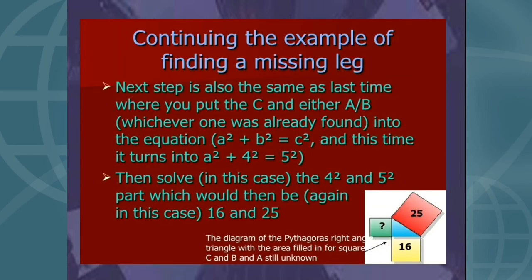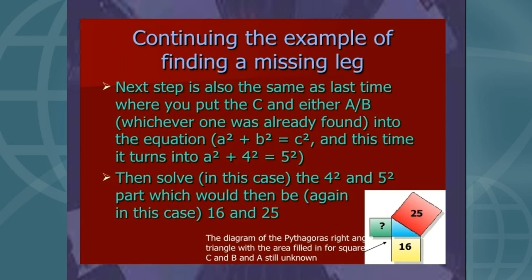So continuing the example of finding the missing leg, the next step is also the same as last time, where you put the C and either A or B, whichever one was already found, into the equation. A squared plus b squared is equal to c squared. And this time, it turns into a squared plus 4 squared is equal to 5 squared. Just simply substitute the given values. Or we can also manipulate the theory or the equation. Whichever is easier for us, we can manipulate the equation of the Pythagorean Theorem.